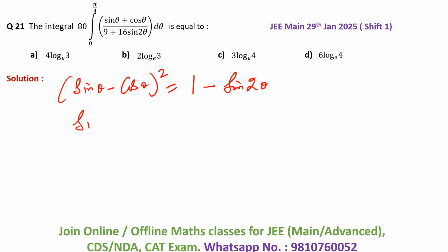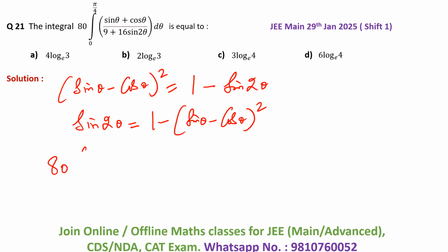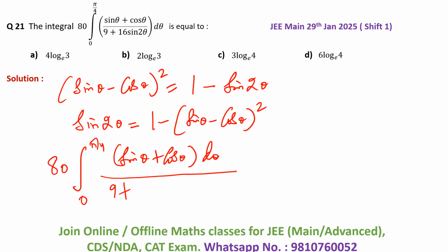So that means we have an expression for sin 2 theta as 1 minus sin theta minus cos theta whole square. So that means in this particular integral, I will replace sin 2 theta by 1 minus sin theta minus cos theta whole square. Fine. Now just see, the integral becomes 80 times 0 to pi by 4. In the numerator, we have sin theta plus cos theta. And in the denominator, it becomes 9 plus 16 times 1 minus sin theta minus cos theta whole square.